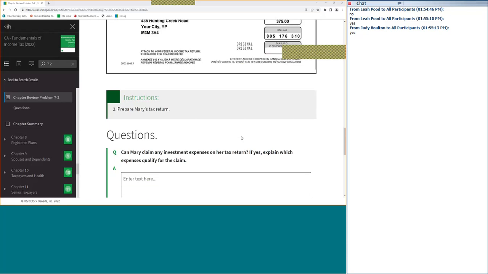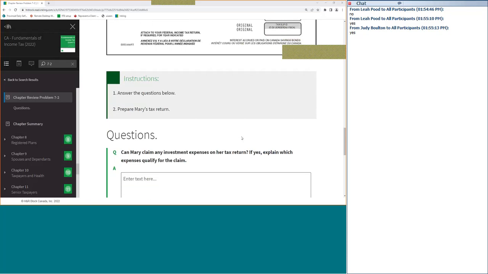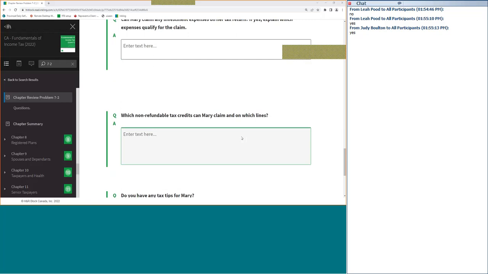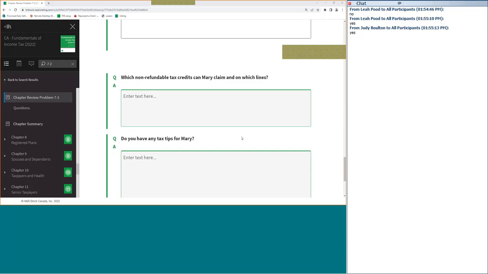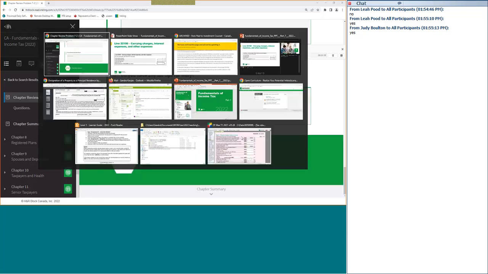Okay. Can she claim expenses? Yes. We can claim working from home. We can claim IMA fees. We can claim the interest expense. Okay. Non-refundable credits we'll take a look at, and we'll talk about tax tips. Let's see what her return looks like.